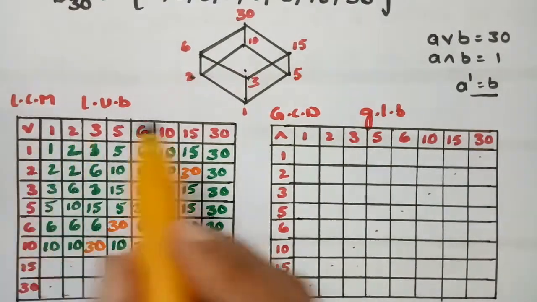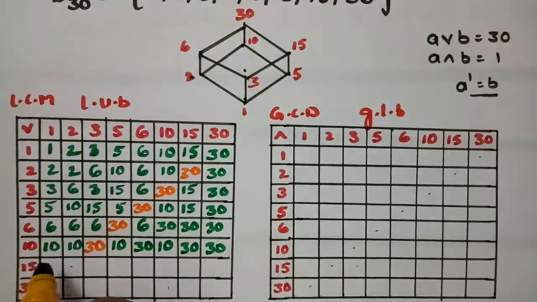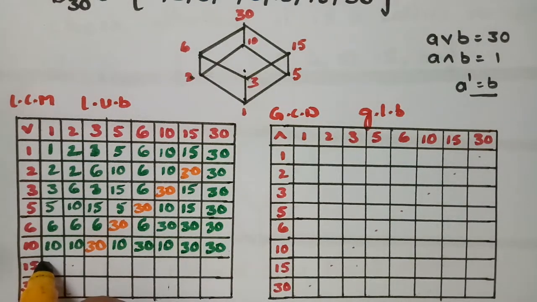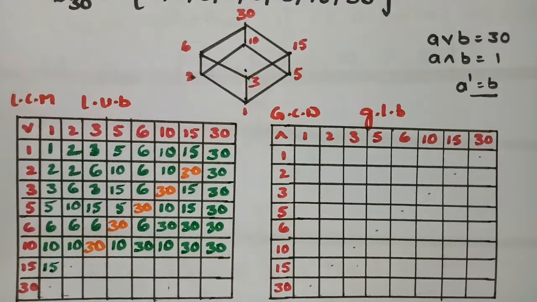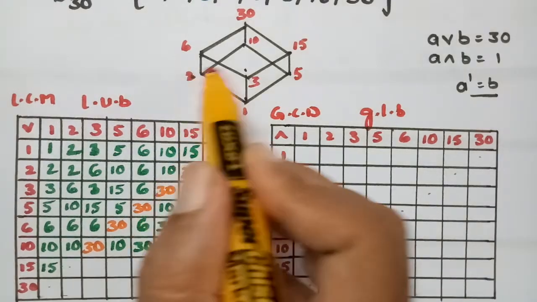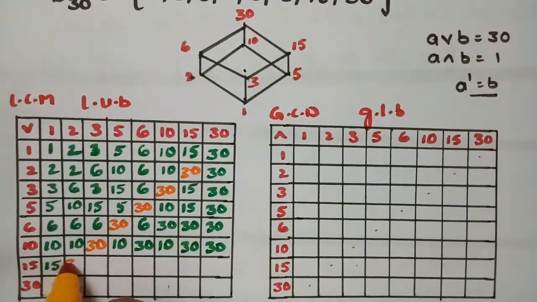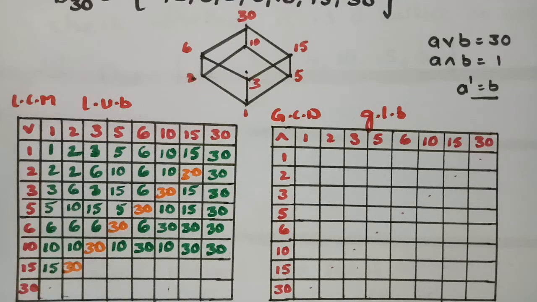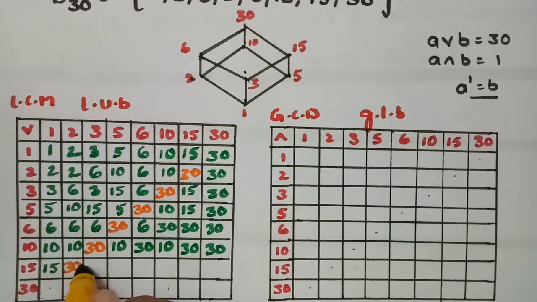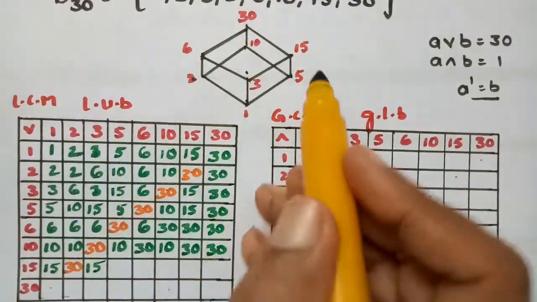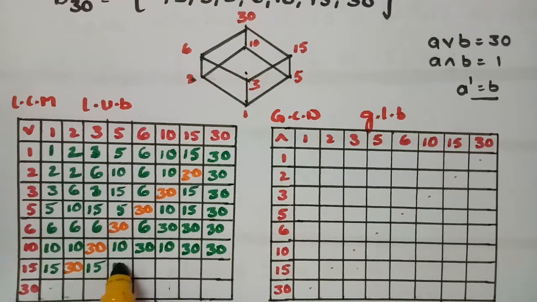And next, 15 and 1, so 15 will be the upper bound. Next, 15 and 2, here is 15 and here is 2, they meet at a point 30. Next, 15 and 3, 15 is the upper bound. So this is the upper bound. For 15 and 5, 15 is an upper bound.